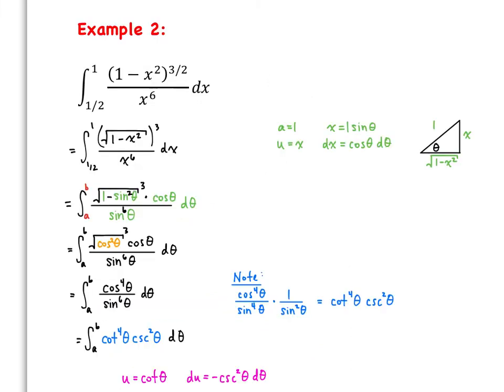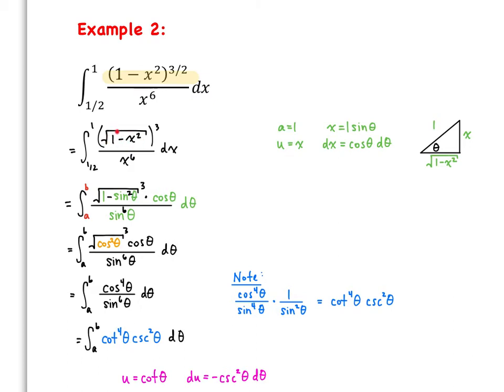Moving on to our second and final example. This one's a little bit more hefty, but that's okay. So we want to integrate this definite integral from 1/2 to 1 of (1 minus x squared) to the 3/2 over x to the 6th. The first thing I'm going to do is simply rewrite that numerator. So this is really saying the square root of 1 minus x squared, cubed, over x to the 6th.